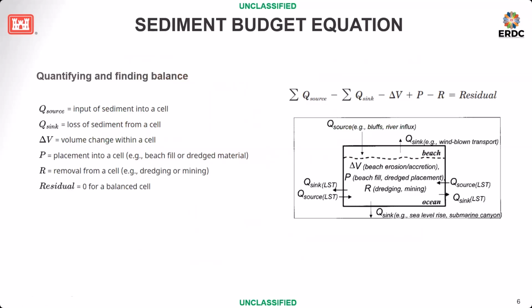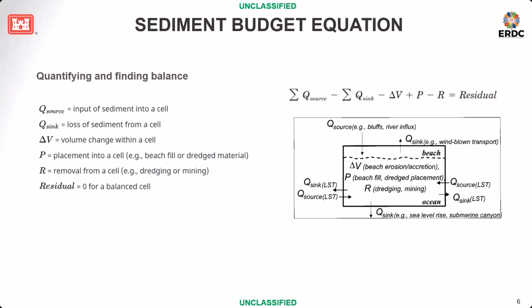So we have our Q source, which is our input sediment into a cell. We have our sinks, that's all of the sediment going in, subtracted by all the sediment that's going out. We'll subtract our volume change, so any of the natural change in the cell. If we have placement in the cell, like I said, beach fill or placement of dredged material, I think our goal by 2030, 7% by 2030, this is a good example of being able to quantify that, as well as our removal from our cell. And that gives us the residual.